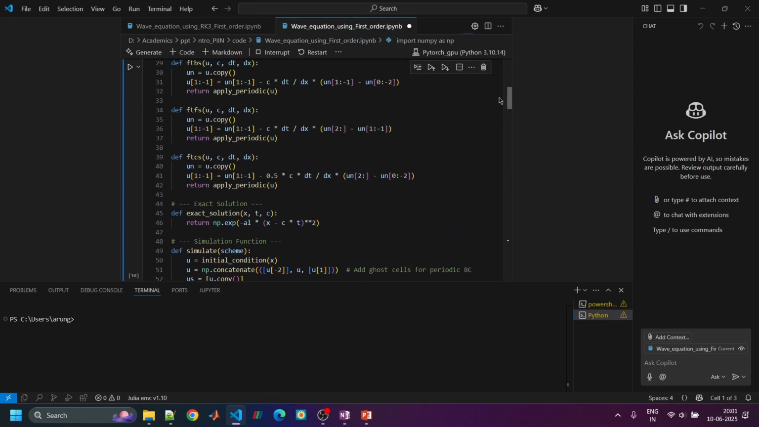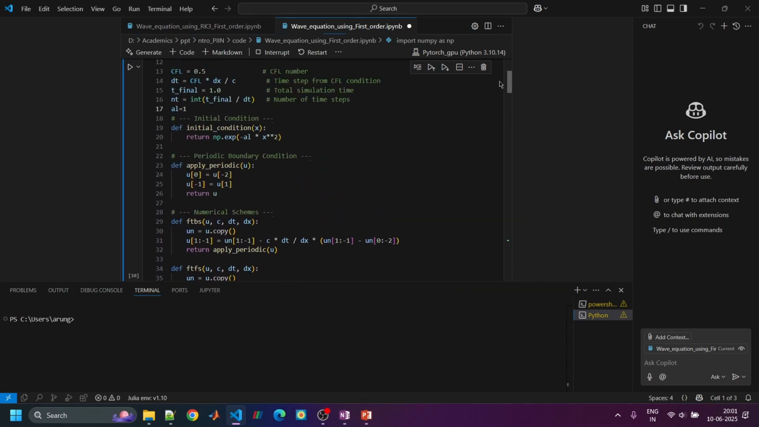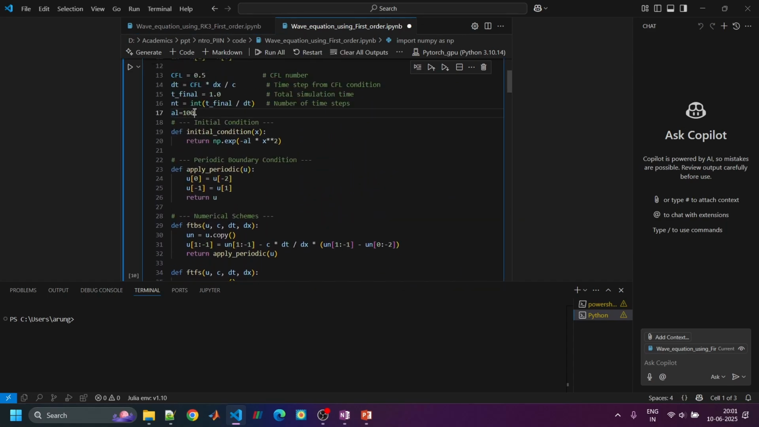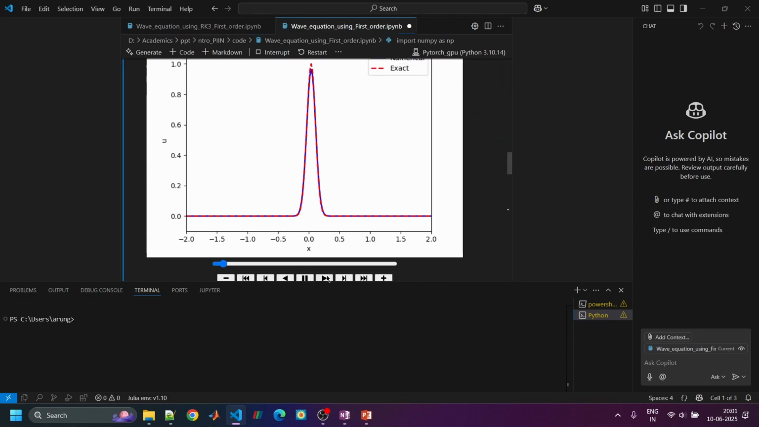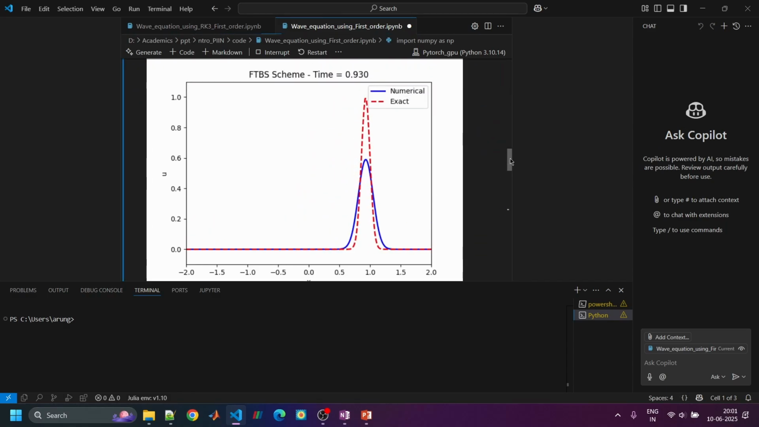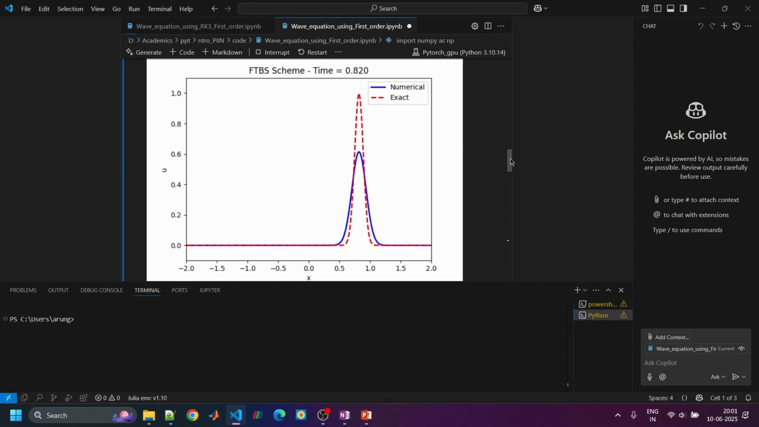Now we shall change the alpha value, or broadness of the Gaussian curve, to 100. Now we shall see the animation. You can notice that the amplitude of the wave is completely reducing. So the initial condition also plays an important role in the accuracy of the numerical scheme. If you are interested in knowing why this is happening, what are the ways to identify it, and how to make a better numerical scheme, please drop in the comments.